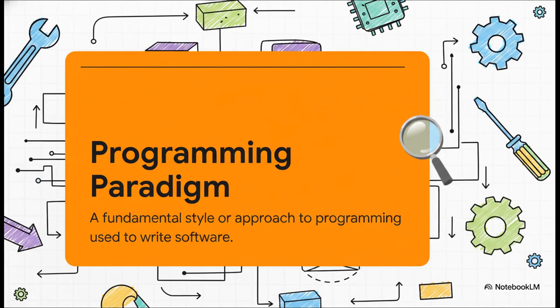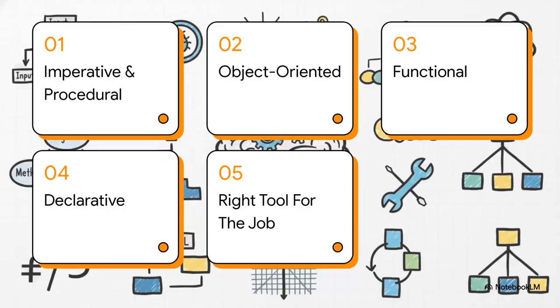Well, in the software world, those different materials are called programming paradigms. A paradigm is basically just a fundamental style or approach to programming. Think of it as a highly specific tool in a developer's toolkit. Different paradigms give you entirely distinct ways of organizing your code, structuring your data, and communicating what you want to the computer. To give you the ultimate beginner's toolkit, we're going to quickly explore 5 key areas today: imperative and procedural, object-oriented, functional, declarative, and finally, how to choose the right tool for the job.